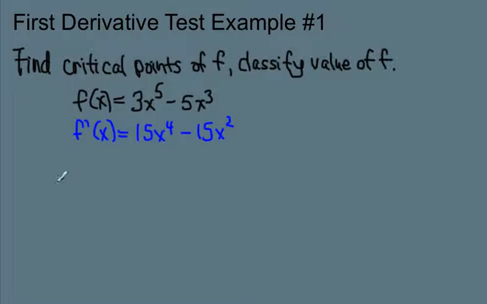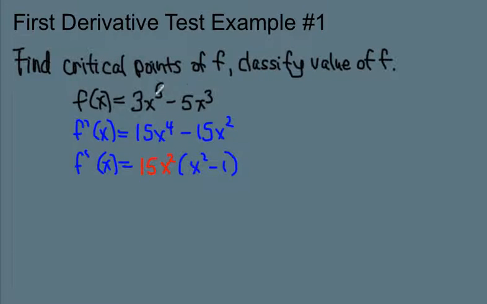In this case, I'm going to factor out a 15x squared. I'm going to take a 15x squared out of both of these terms, and that's going to leave me with x squared minus 1. Okay, so I can factor this further.